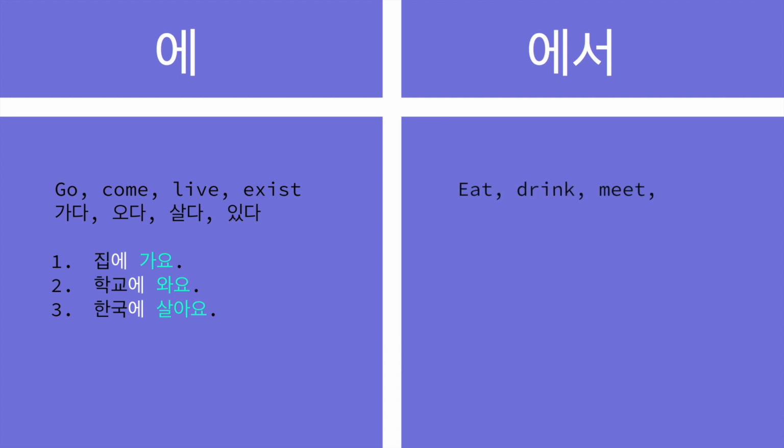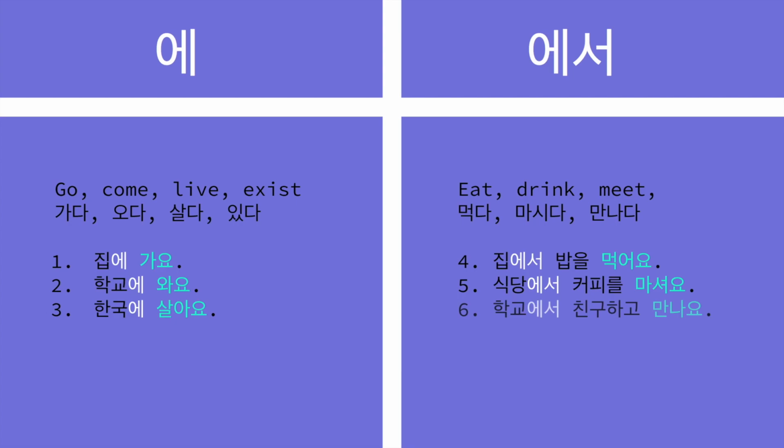Let's look at some examples. For our static locative particle 에, we have go, come, live, and exist. 집에 가요. 학교에 와요. 한국에 살아요. For our dynamic locative particle 에서, we have action verbs such as eat, drink, meet. 집에서 밥을 먹어요. 식당에서 커피를 마셔요. 학교에서 친구하고 만나요.